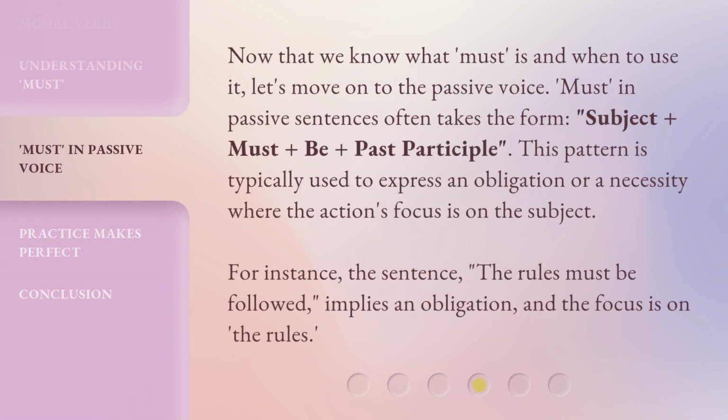Now that we know what must is and when to use it, let's move on to the passive voice. Must in passive sentences often takes the form subject plus must plus be plus past participle. This pattern is typically used to express an obligation or a necessity where the action's focus is on the subject. For instance, the sentence, "The rules must be followed," implies an obligation, and the focus is on the rules.